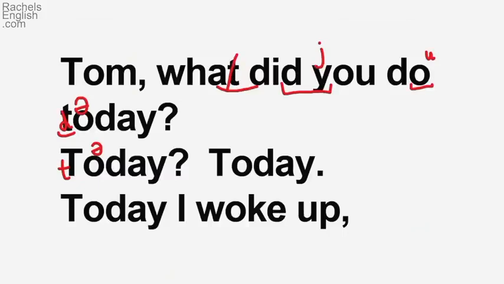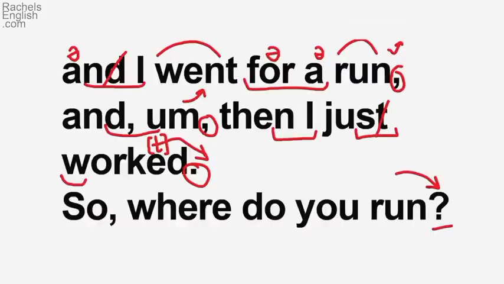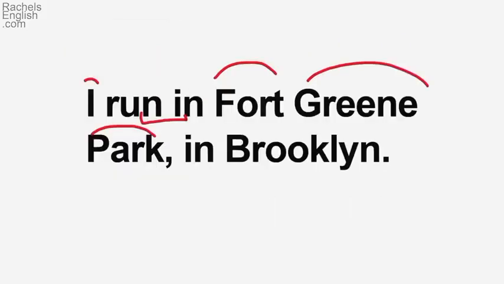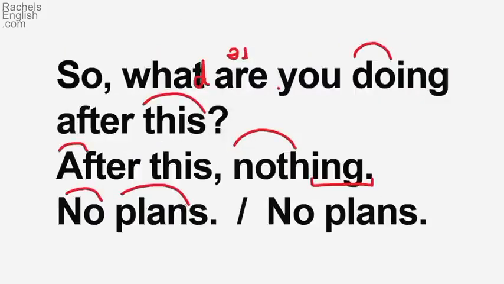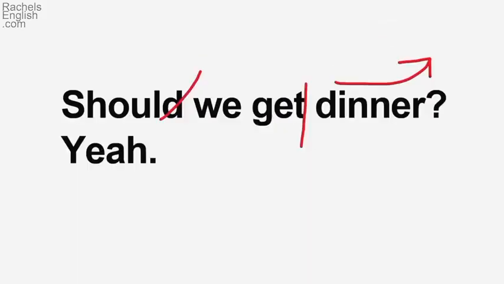Tom, what did you do today? Today I woke up and I went for a run, and then I just worked. So where do you run? I run in Fort Greene Park in Brooklyn. So what are you doing after this? After this, nothing. No plans. No plans. Should we get dinner? Yeah.